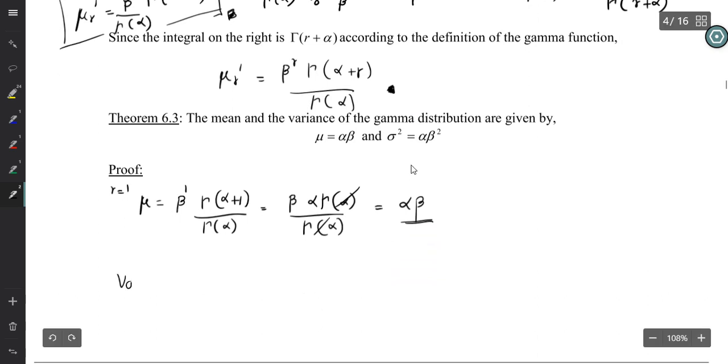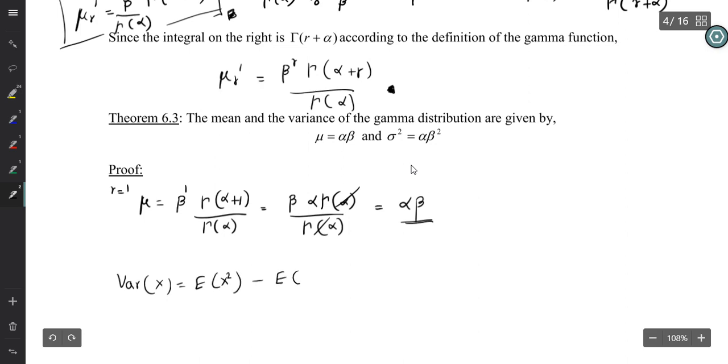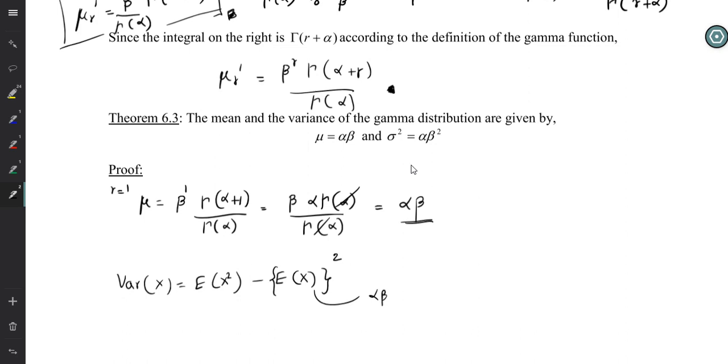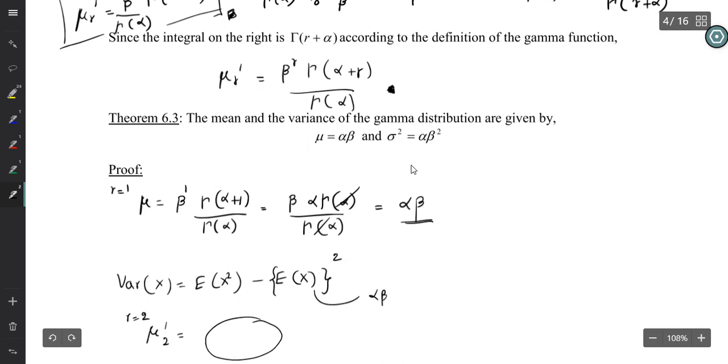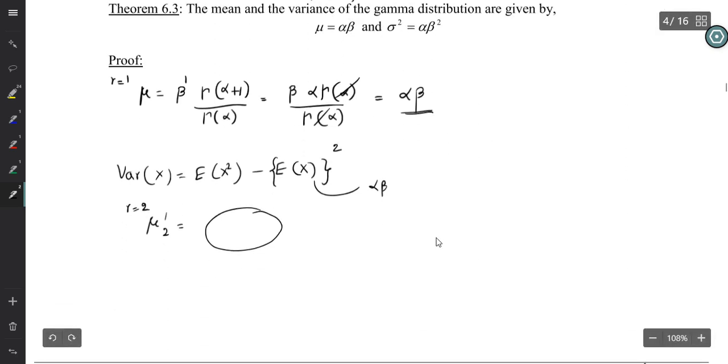Okay. So the variance, again, you have to use the computational formula, which is E of X square minus E of X whole thing squared. You already have this. So we can square it, but E of X square, that is the second moment about the origin. So let r equals 2 and find mu 2 prime. Okay, and find this value using the theorem. Okay, this expression, and then use it in your computation formula, and you will be able to find the variance, which is sigma squared, and you'll be able to find that it is alpha beta square. So I will leave it as an exercise for you.